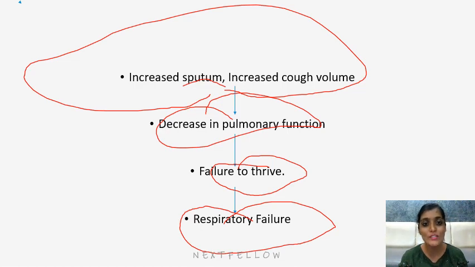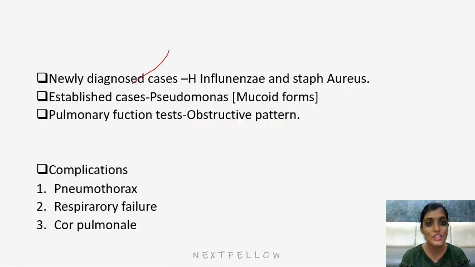Initially the duration between two exacerbations is long, and later as the disease progresses, the frequency of exacerbations will increase, and ultimately it will compromise the pulmonary function and cause failure to thrive and ultimately lead to respiratory failure. In newly diagnosed cases, the most common organisms are Haemophilus influenzae and Staphylococcus aureus. In established cases of cystic fibrosis, the mucoid forms of Pseudomonas are found more commonly.